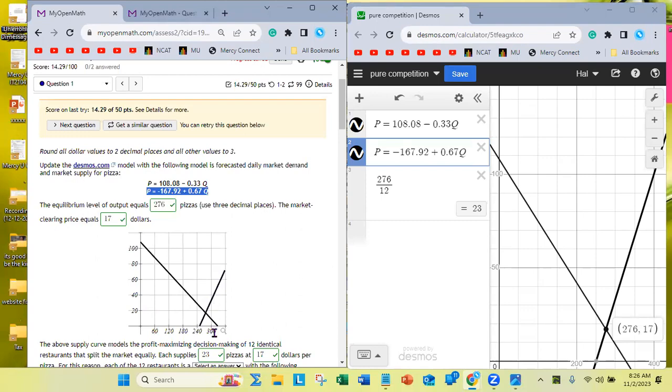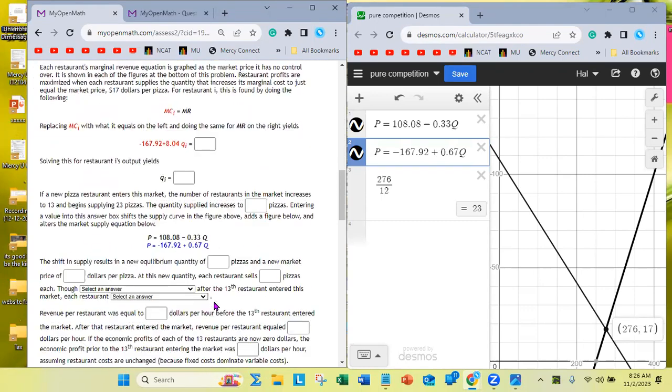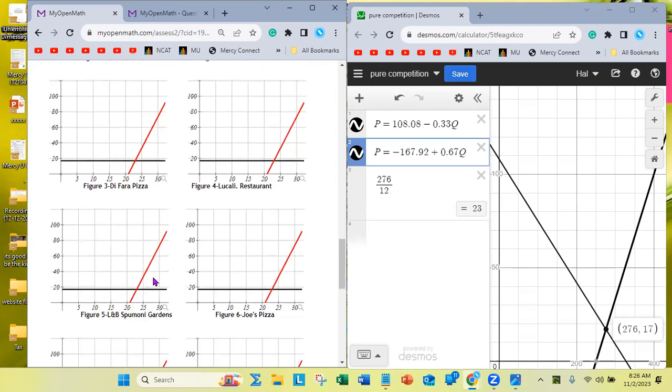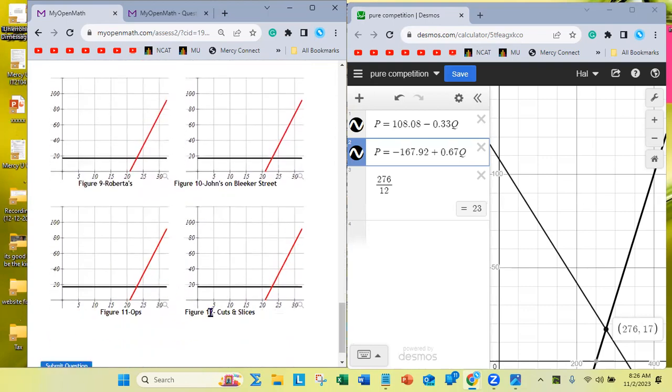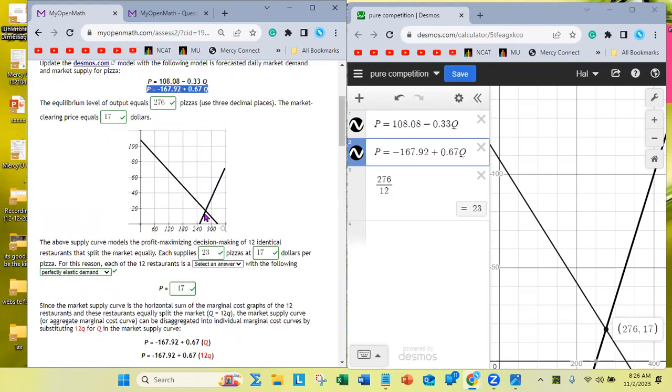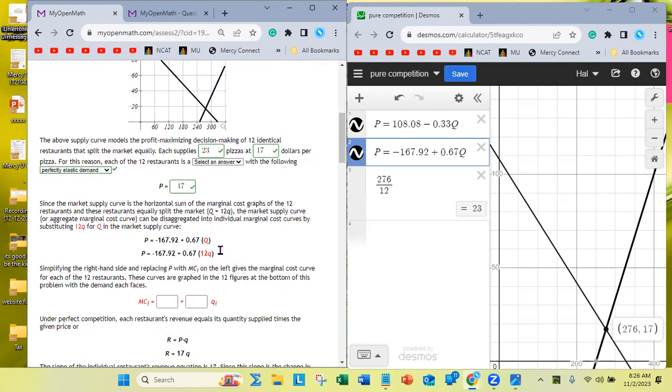something just over 300. And I can do the same thing with the individual quantities. So the individual quantities are 23 at a price of 17. If I hold the price constant at 17, each firm's going to supply 23. So I can add up 23 12 times, or I can just multiply 23 by 12, and I get this market quantity of 276. So it's the horizontal sum of the marginal cost graphs.